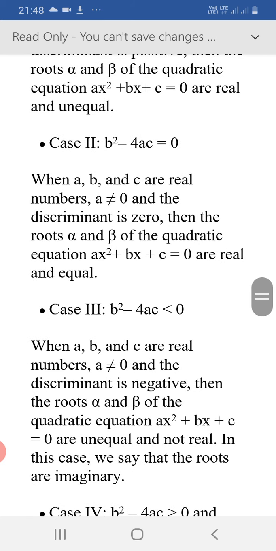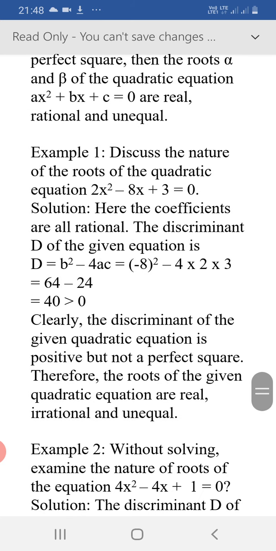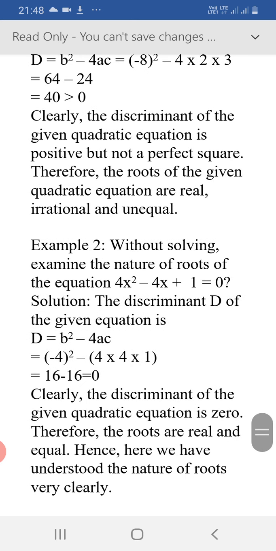So clearly, the discriminant of the given quadratic equation is positive but not a perfect square. Therefore the roots of the given quadratic equation are real, irrational and unequal.